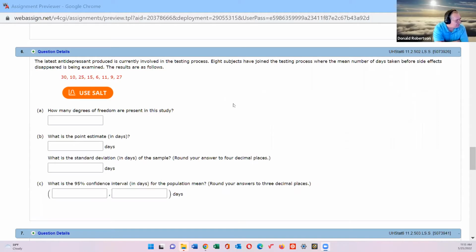But anyway, to continue. So 8 people tried it out, and the mean number of days taken before side effects disappeared. So they're really just looking at how many days. Sometimes if you take an antidepressant, you can't sleep well, or you don't eat as well as you want, or you maybe get a headache, or you feel nausea, whatever, right? That's what they're talking about here. And we are going to answer some questions that you can see here. Now, the data is the raw data.